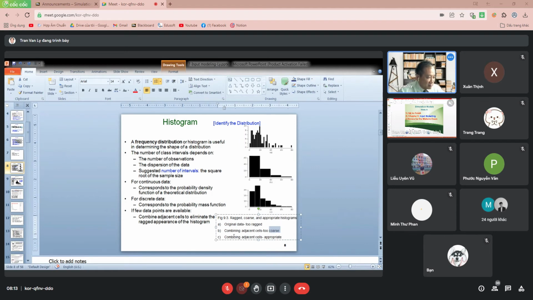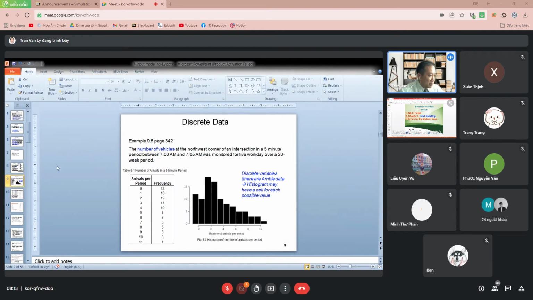And the last one seems to be good. So next, this is one of the first examples. We observe the arrival rate. If you have any question, you need to ask right away, because I go into detail.